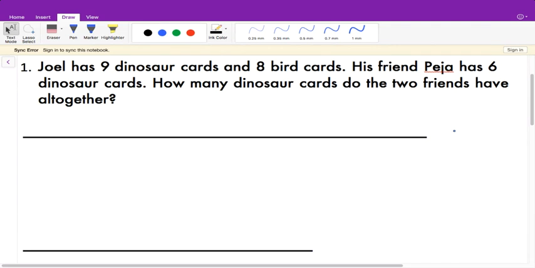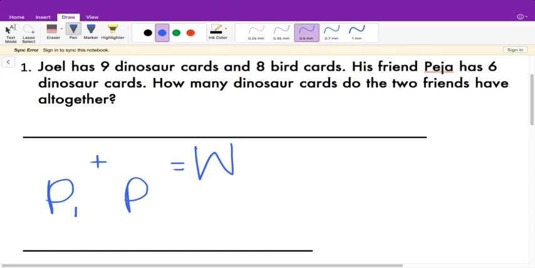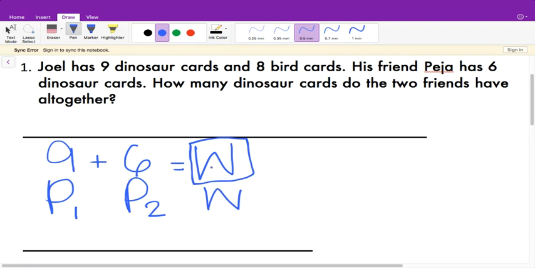Okay, so if there's two friends with dinosaur cards that I need to add together, I know that that's a part-whole problem. So I'm going to start writing my equation, which I know will start as part plus part equals whole. Okay, part 1 is Joel. Joel has 9 dinosaur cards. Part 2 is Peha, and Peha has 6 dinosaur cards. And the whole is the missing information. W should go below the box.